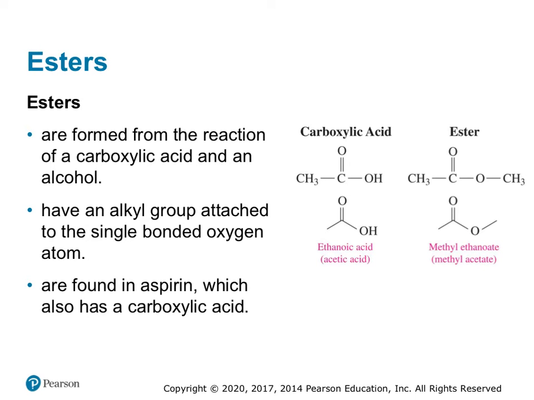The second group we're going to talk about today are known as esters. Now, don't confuse these with ethers, which we talked about previously. So esters are formed from a carboxylic acid and an alcohol bonding together. So in an ester, they have an alkyl group, a chain, attached to the single bonded oxygen atom.